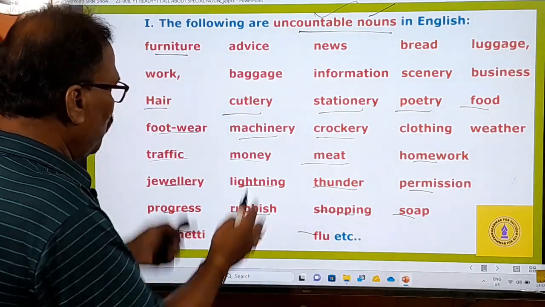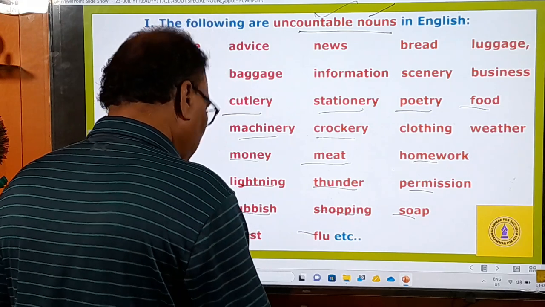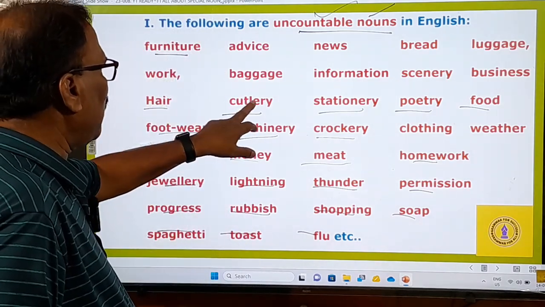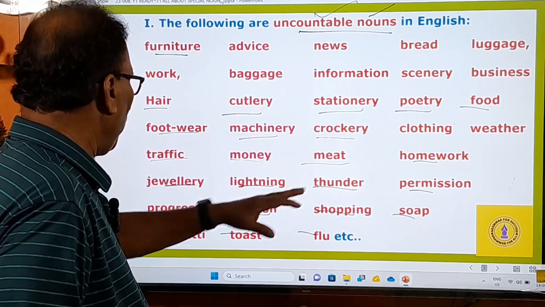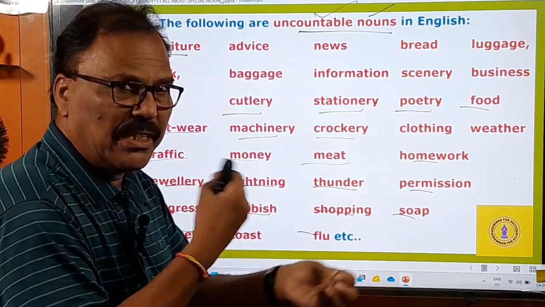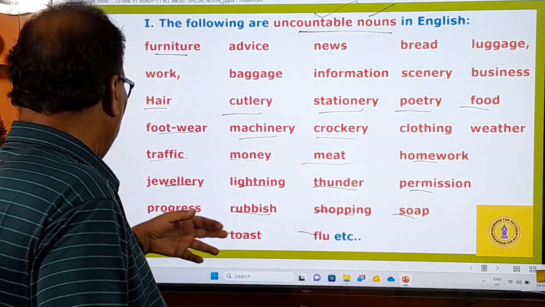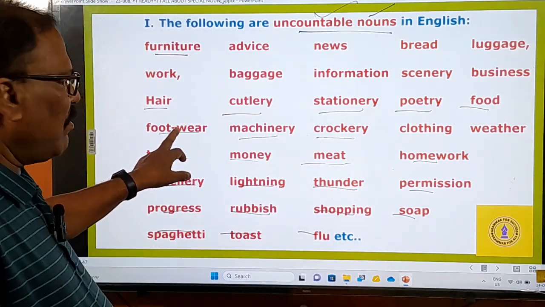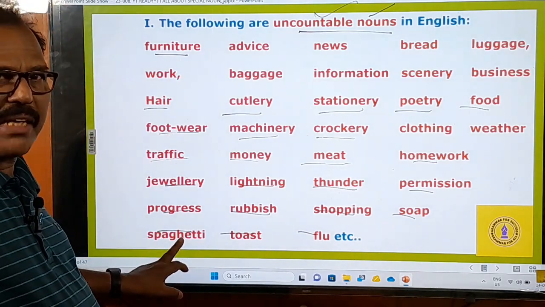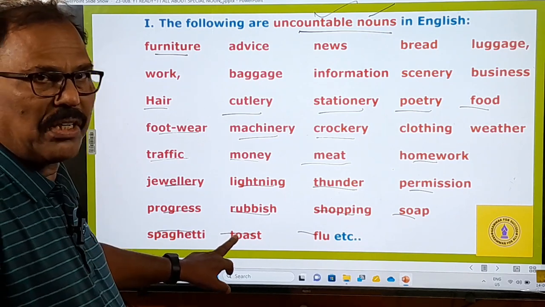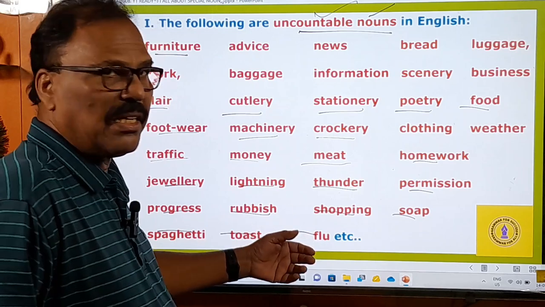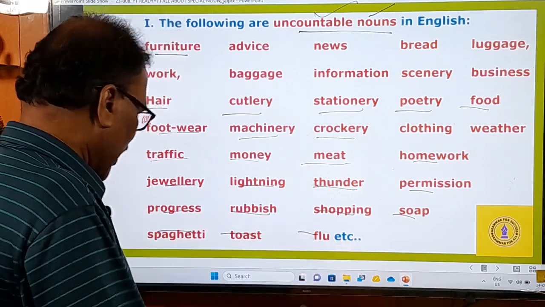Now I'm going to talk to you about their main features. Any word you don't understand? Cutlery means cutting tools. Crockery, you know very well, is earthenware or ceramic ware in which we eat at the time of dining. Footwear means chappal, shoes. Spaghetti is a kind of pasta, and toast is what we eat in a bakery shop. Flu is the name of a disease.